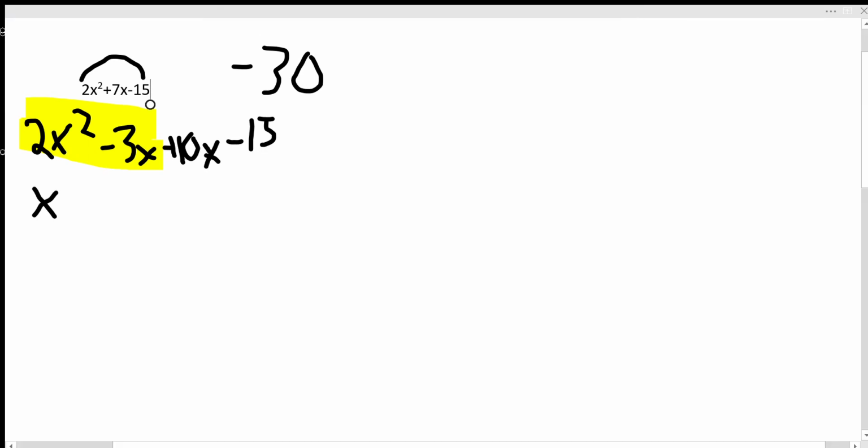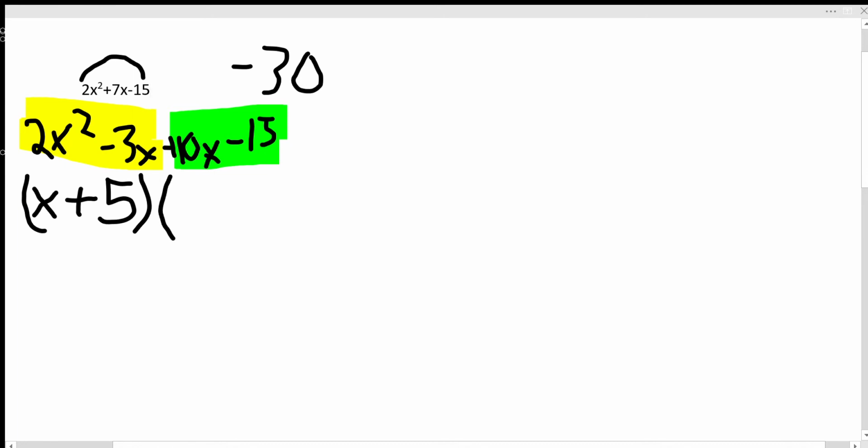Now, let's focus on our 10x minus 15. What's the greatest common factor of 10x and negative 15? You can see that that's going to be a positive 5. So that's going to be our first pair. Now our second pair is what we're going to be left with inside. So we know that 2x squared and 3x, when we take out an x, we factor that out, it'll cancel out this squared and it'll cancel out that x. So we'll have 2x minus 3 as our second term.